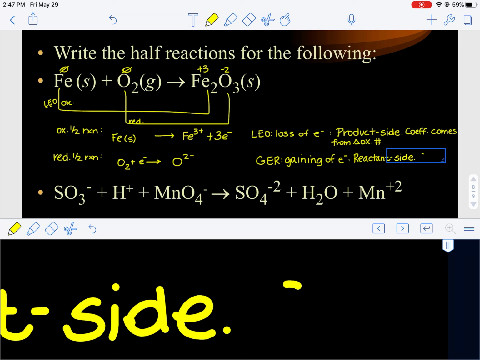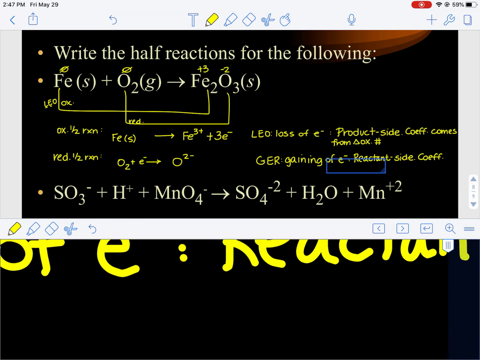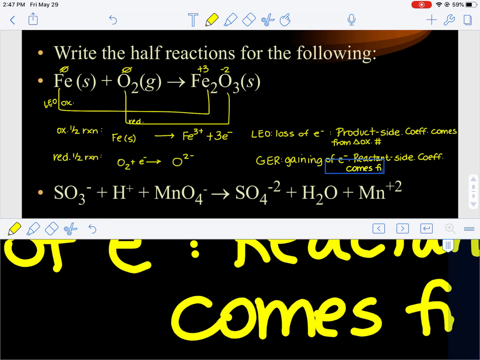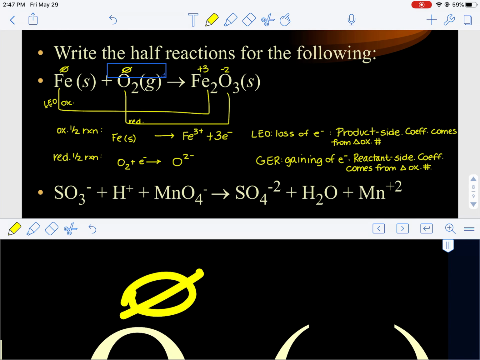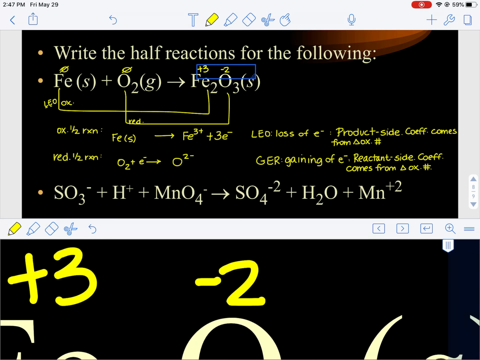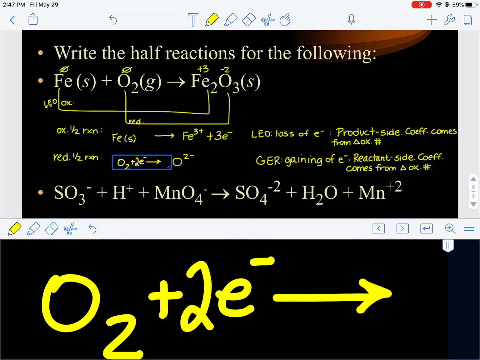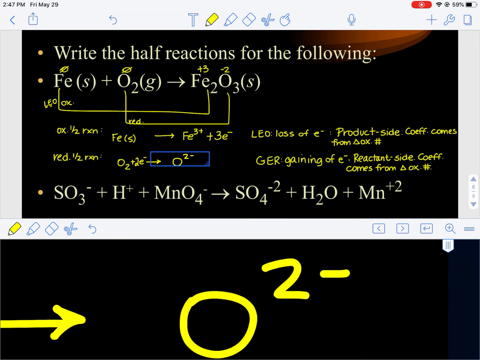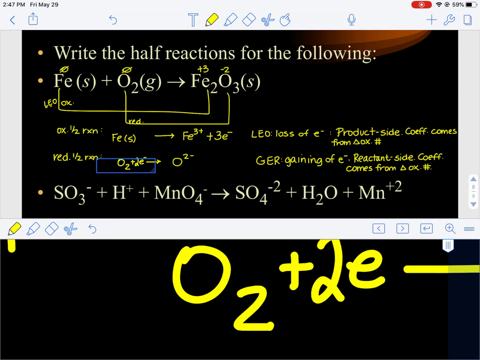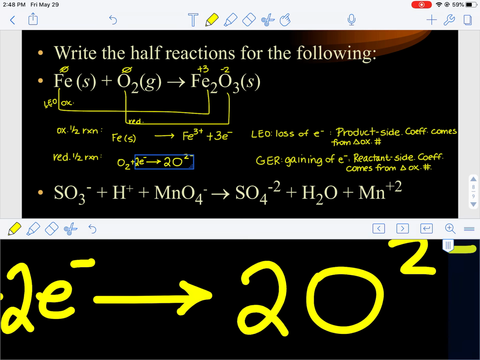And just like the oxidation, the coefficient comes from the change in oxidation numbers. So oxygen's oxidation number went from 0 to -2. It changed by 2, so I put a coefficient of 2 in front of the electron. Oxygen, the element, gained 2 electrons to become oxide. Now, in terms of balancing, you'll see that there's 2 oxygens, so I'll need a coefficient of 2 in front of that. But I'm getting a little bit ahead of myself here. Sorry, I get excited.